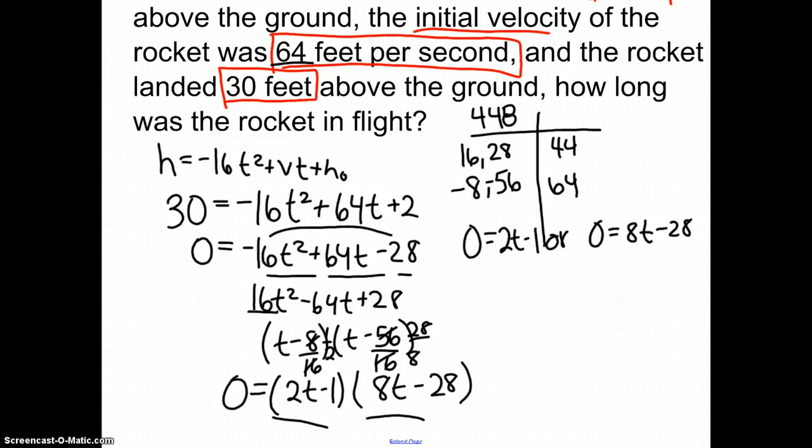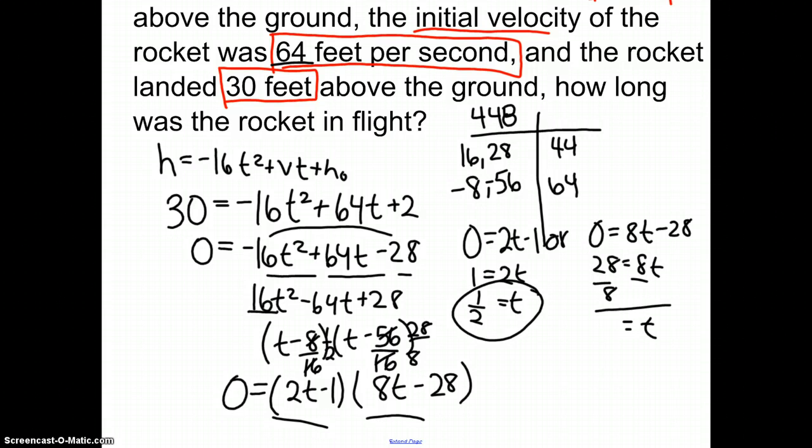And I can solve for both. So for the first term, add 1, then divide by 2. So 1 equals 2t, t equals 1/2. Or add 28, 28 equals 8t, divide by 8, t equals 3.5, so 3.5.